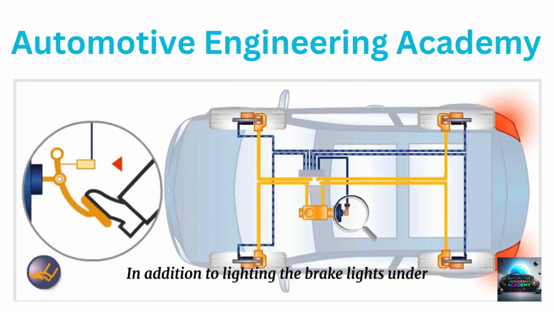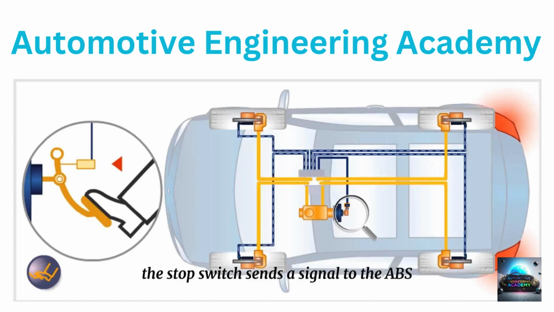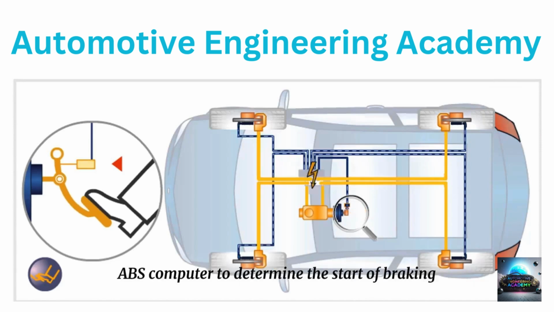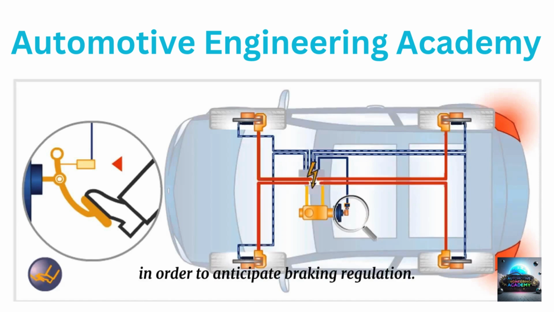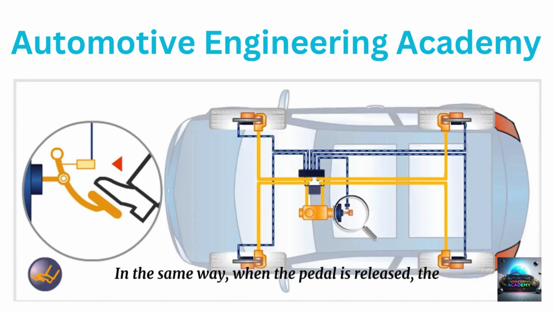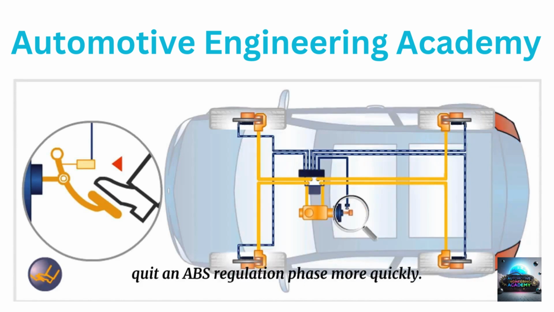In addition to lighting the brake lights under braking, the stop switch sends a signal to the ABS computer. The information from the stop switch allows the ABS computer to determine the start of braking in order to anticipate braking regulation. In the same way, when the pedal is released, the stop switch information allows the computer to quit an ABS regulation phase more quickly.